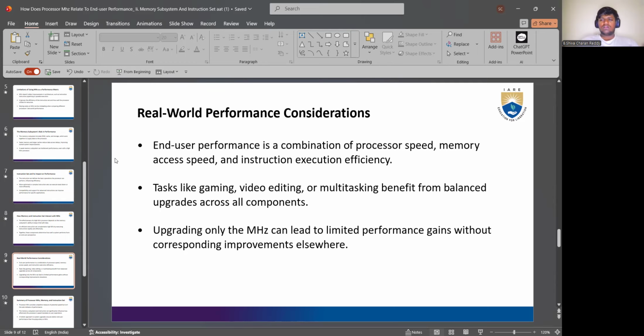So this heavily changes the game of the end user experience, because we do not care about the processor and so on. We only care about how our end user experience is. So tasks like gaming, video editing, and multitasking, which are very highly resource intensive tasks, require all balanced components.